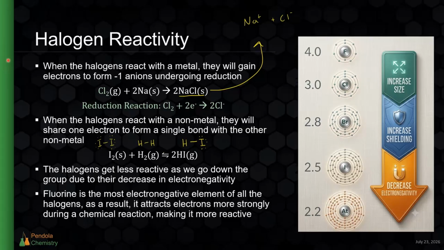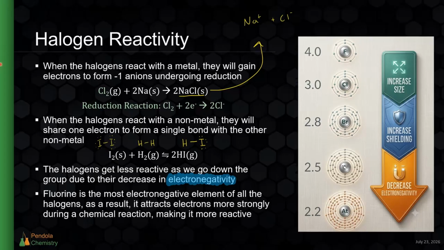Now, let's talk about how reactive these halogens are, because in both of these cases, when the halogen is being reduced by a metal, like in the case of chlorine becoming the chloride ion in the reaction with sodium, or whenever they are forming a covalent bond, this requires the halogens to attract electrons towards themselves, meaning that we're going to be talking about the electronegativity of the halogens when we're talking about their reactions. So the electronegativity becomes very important.